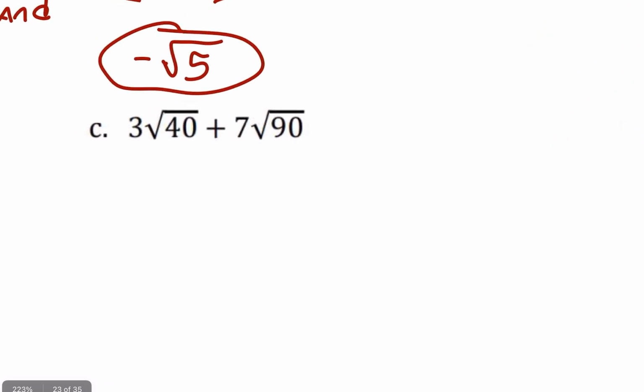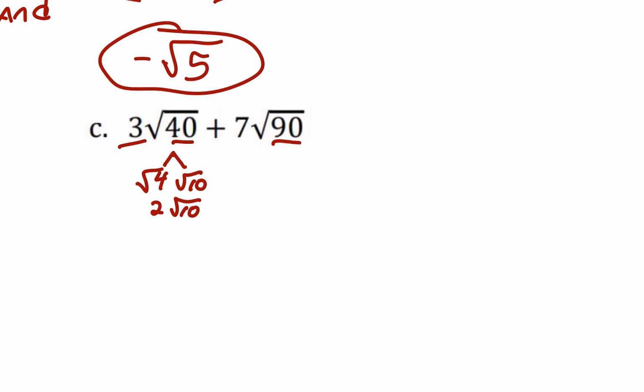Let's go to C. So you might look at C and be like, can't do anything because those radicands are not identical. But we can simplify. So the way that I'm going to show you to simplify, as you've seen in previous lessons on Engage Math, is that we could write the square root of 40 as the square root of 4 times the square root of 10. And then we know the square root of 4 is 2. So this can really be 2 square root of 10.